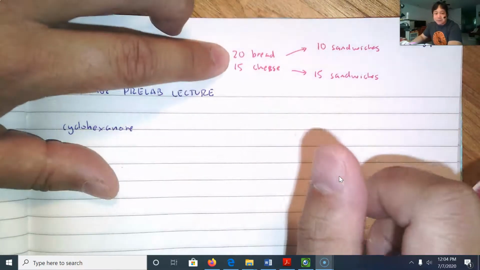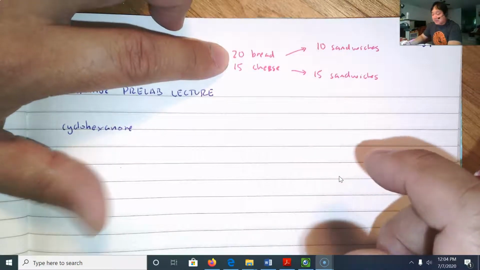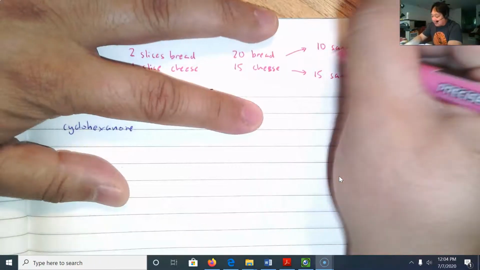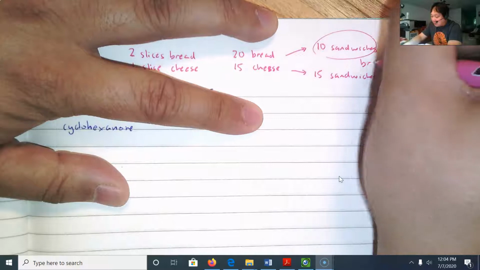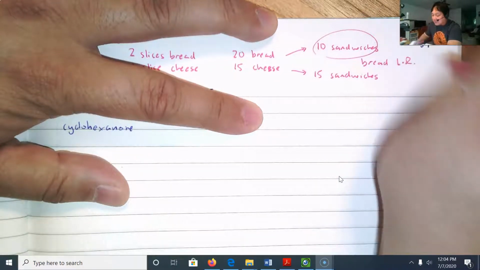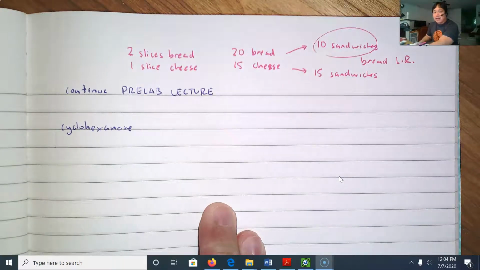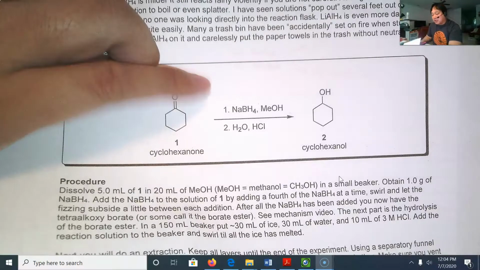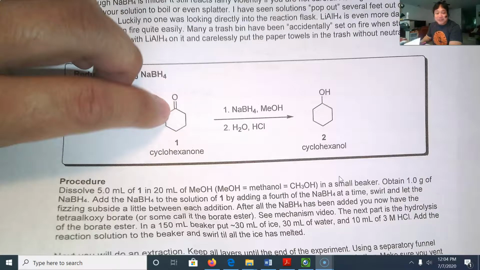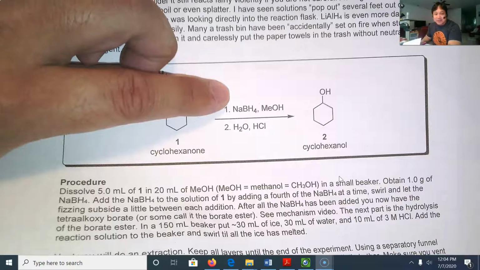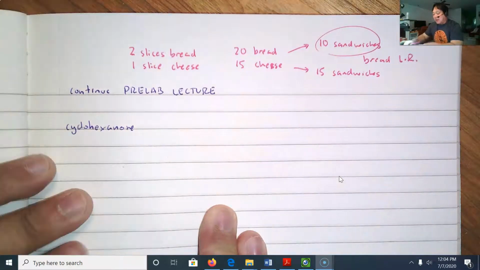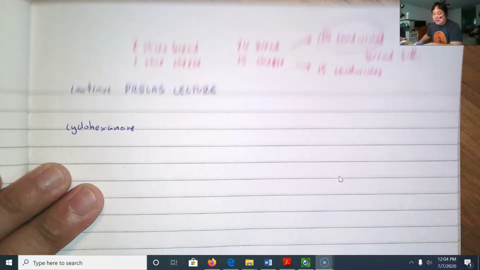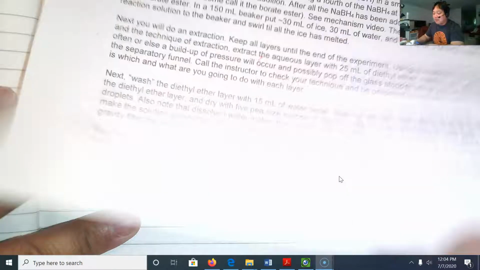So now when I have these two together, what is the maximum number of sandwiches? I can't make 15 sandwiches because I don't have 30 pieces of bread. You're going to pick the smaller number. Here we conclude that bread is what's called the limiting reactant. We have two main ingredients, the cyclohexanone and the sodium borohydride, my bread and my cheese. In this case, we need 4 slices of bread for every 1 slice of cheese, a 4-to-1 ratio. You know how to do this in your head. How do we do this with actual chemicals and actual amounts and a different ratio?